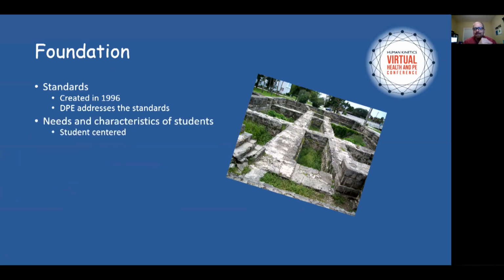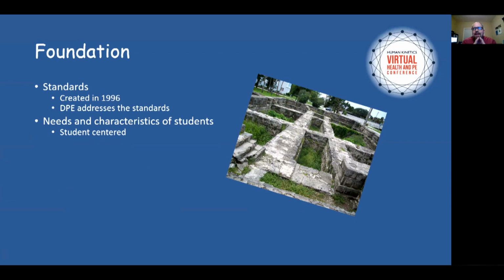This is one that I've been most fascinated with in the last probably 2-3 years of my career. In the first edition of the book, they talk about the needs and characteristics of students. And this leads to student-centered, nothing earth-shattering there.